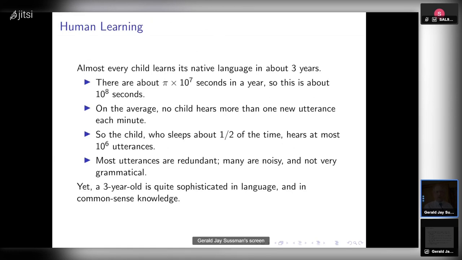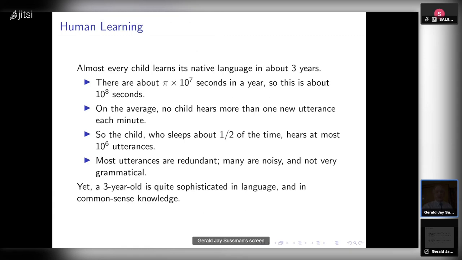Here's a famous old Chomsky argument called the poverty of the stimulus that explains something about the way humans work, which is quite different from the sort of thing that the GPTs do. Every little child learns his native language in about 3 years. Any astronomer knows that there's about pi times 10 to the 7 seconds in a year, okay? So 3 years is about 10 to the 8 seconds. So on the average, no child learns more than one new utterance every minute. I mean, that's pretty amazing if that were actually happening.